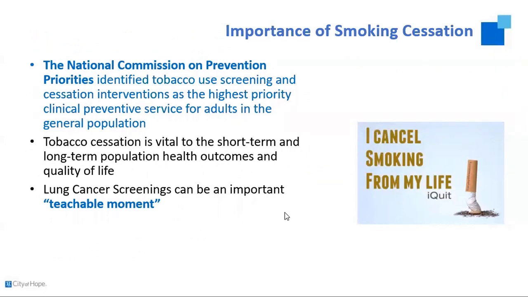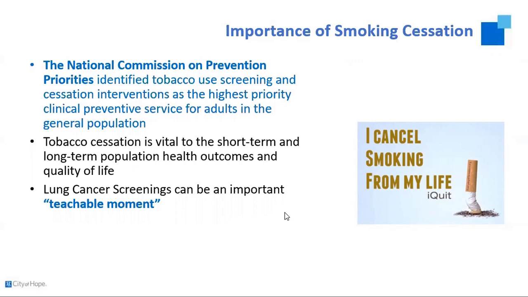So we've talked about lung cancer and we've talked about lung cancer screening, and lung cancer screening is great in the early identification of lung cancer, but another important aspect in order now to cut down your risk of developing or being diagnosed with lung cancer is tobacco cessation. The National Commission on Prevention Priorities identified tobacco use screening and cessation interventions as the highest priority for clinical preventive service for adults in the general population.